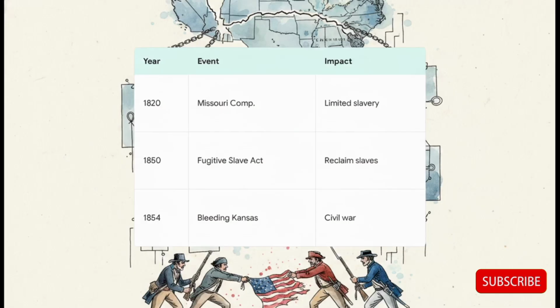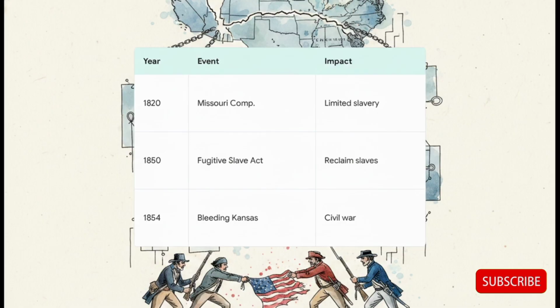Module 5, Civil War and Reconstruction. As the nation expanded, its foundational original sin could simply no longer be ignored. You see, for decades, Congress had tried to hold the country together through this incredibly precarious balancing act between free and slave states, but that balance rapidly collapsed like a giant house of cards.